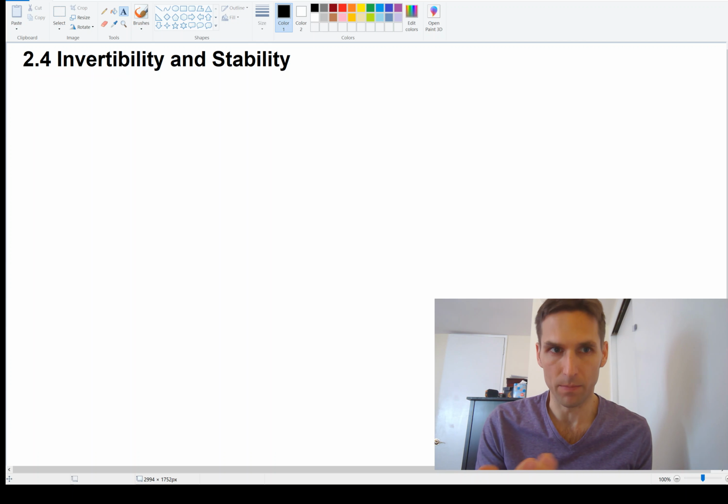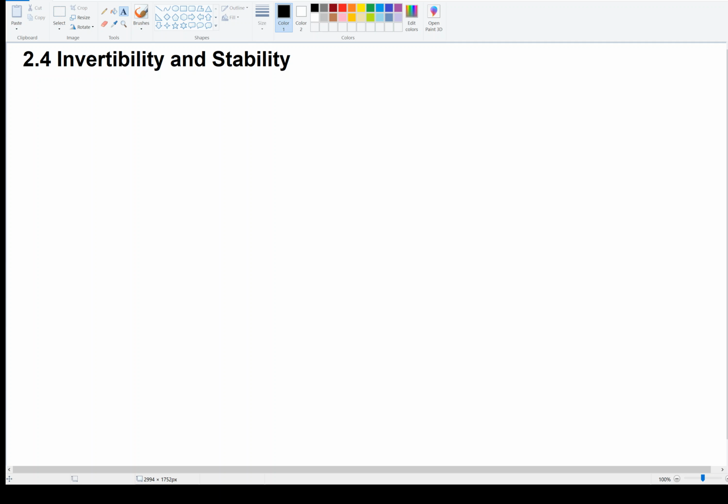And before we address these two properties, I do want to point out and emphasize to you that these two properties are not related. Invertibility and stability are not related. I've simply chosen to cover two properties in every video. Okay, let's get started.